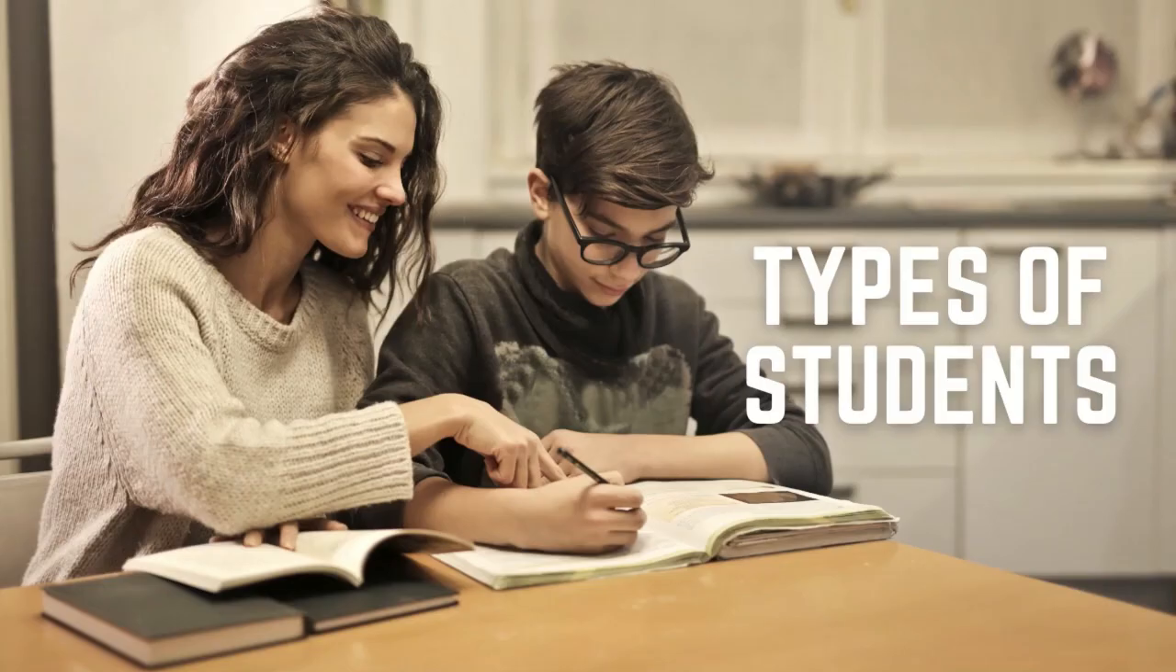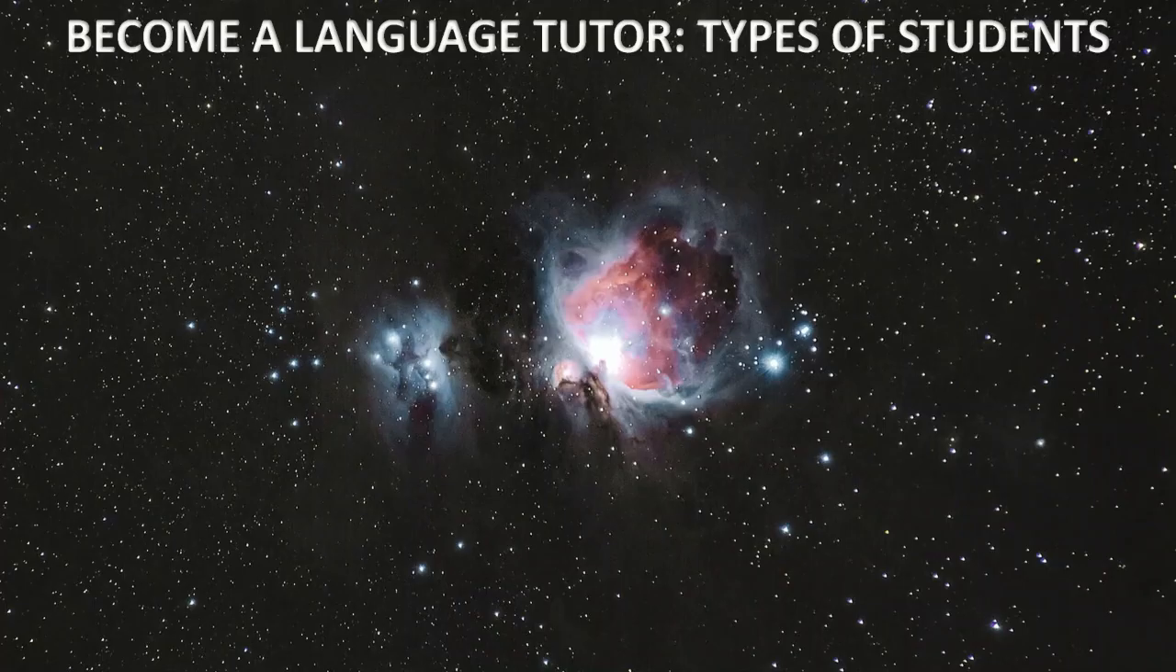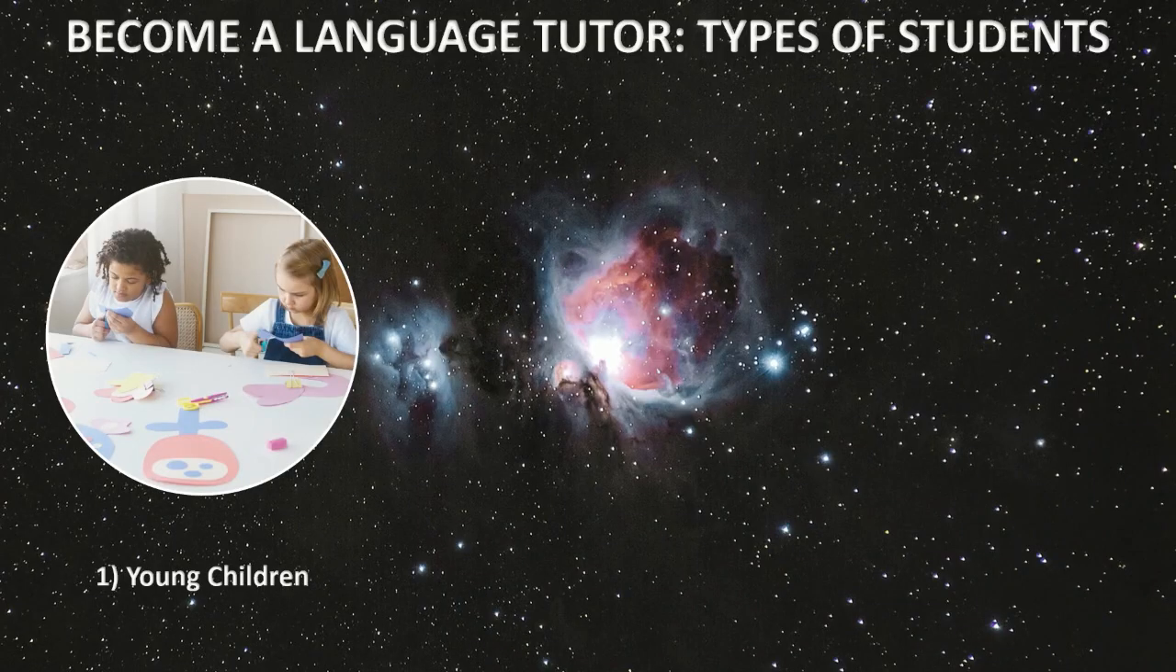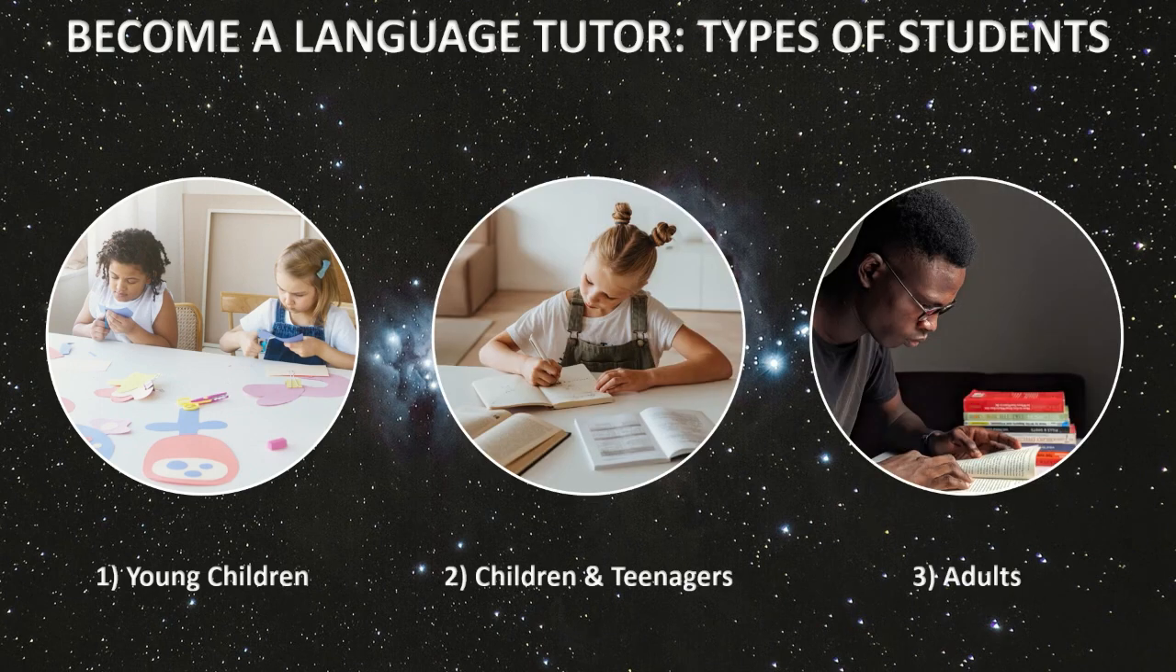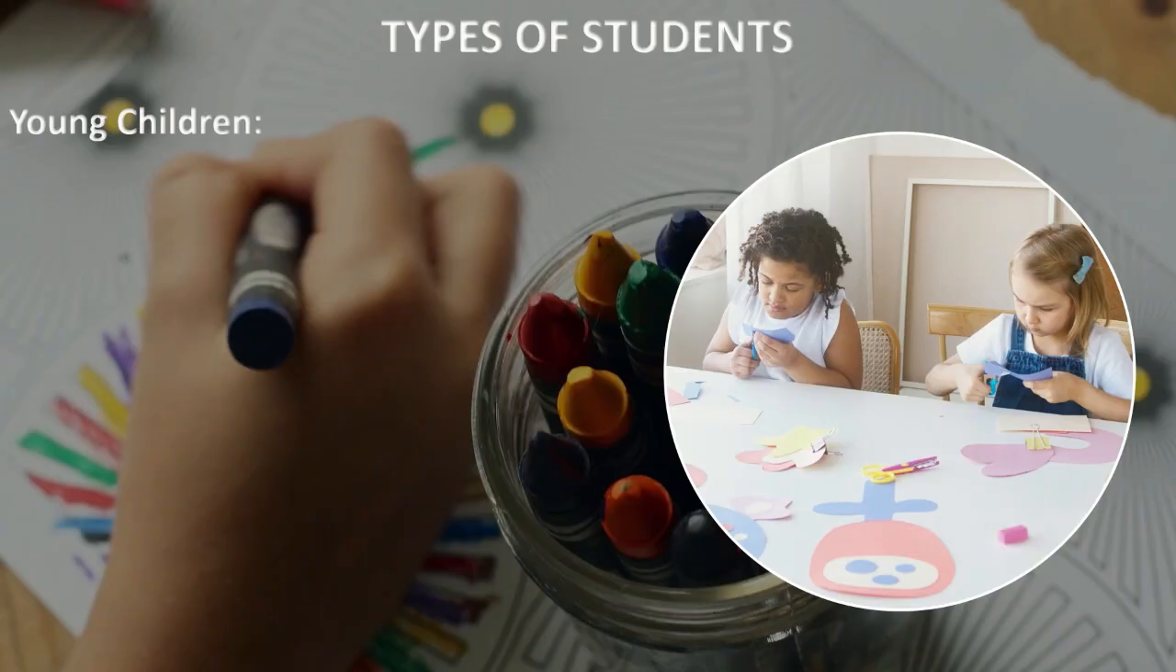Now we will have a look at the different customers or students you could work with. I divided them into 3 big groups, which will be divided into subgroups too. Looking at it this way will help you understand their learning needs and how to plan your lessons. The 3 groups would be young children, children and teenagers or young adults, and finally adults. So let's start with young children, which will correspond to primary school with an age bracket from 3 to 11 years old.